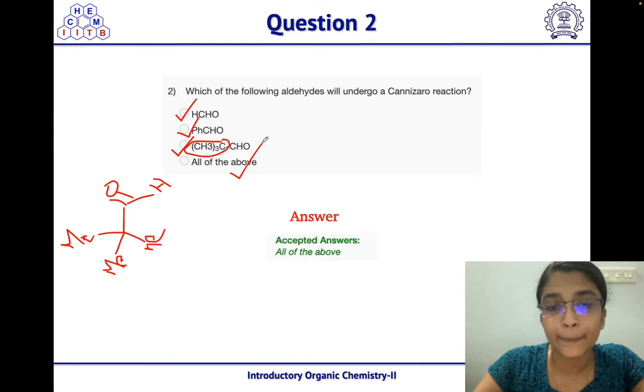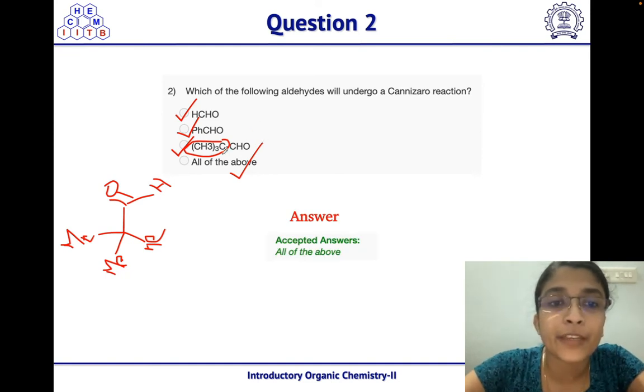Is this clear? Why have we chosen that all these three aldehydes can undergo Cannizzaro reaction? Because none of these aldehydes are having an alpha hydrogen that will enolize. Okay, is this clear?